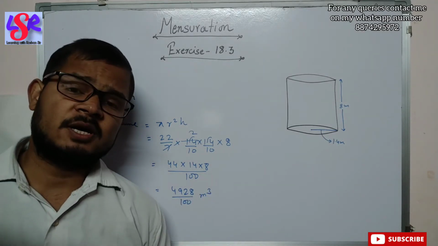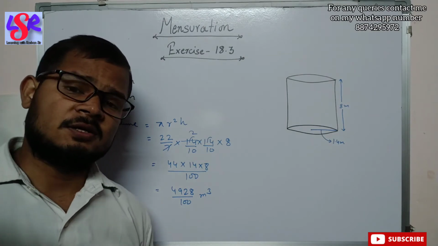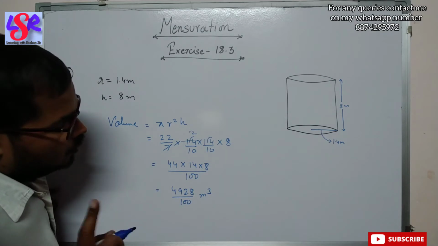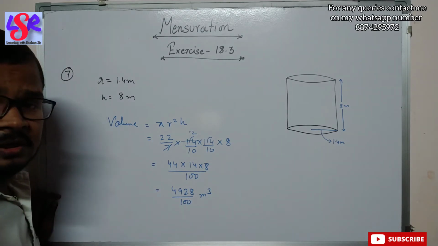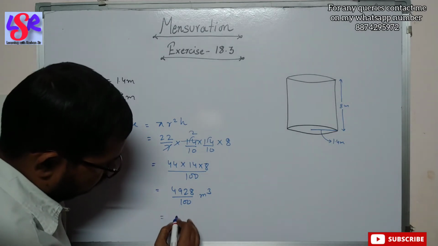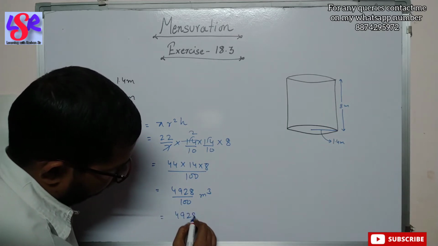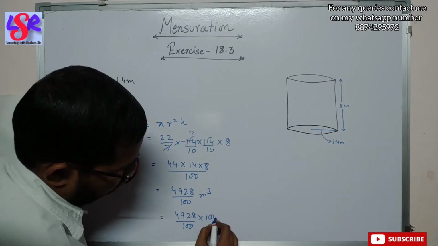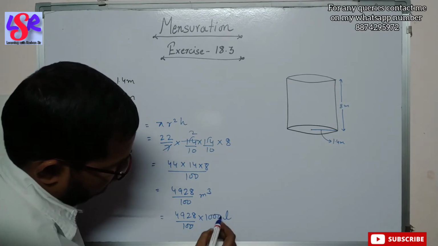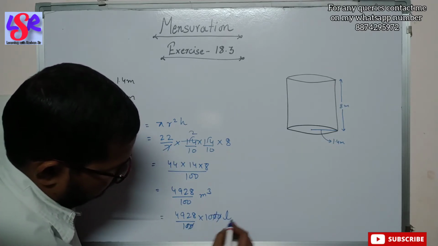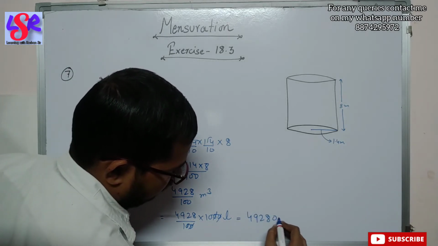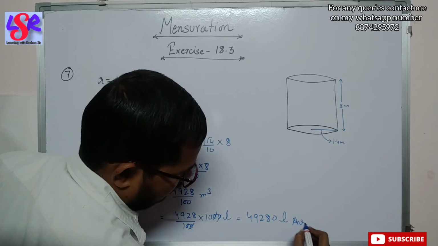Now in the question it has been asked the quantity of milk in liters. Therefore we are going to convert this meter cube into liter, and we know 1 meter cube equals 1000 liter. Therefore this is equal to 4928 upon 100 into 1000 liter, and this is going to cancel out two zeros, and this gives 4928 and 10 liter as the answer.